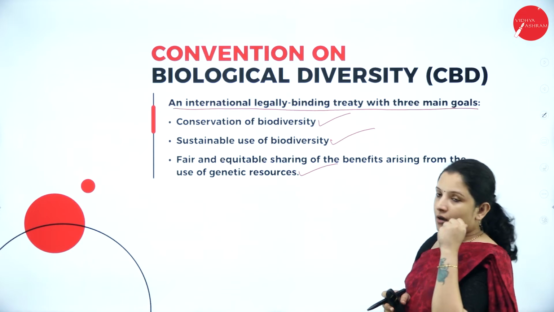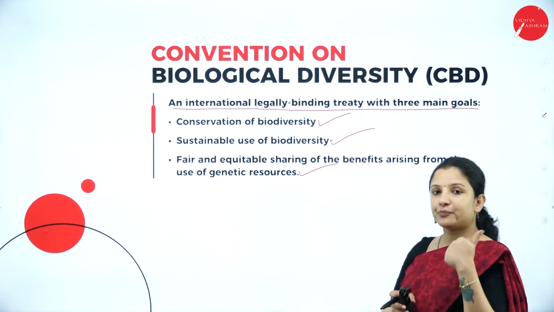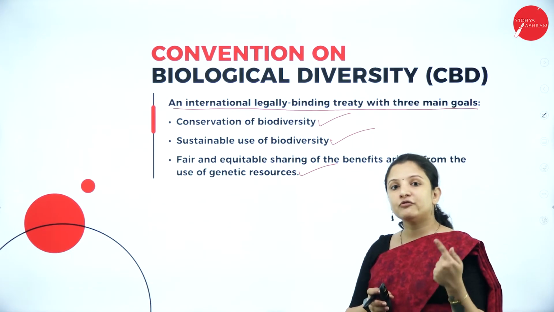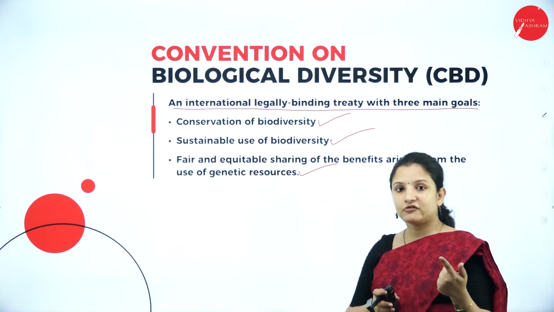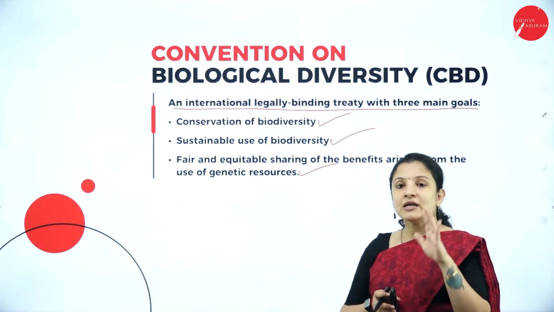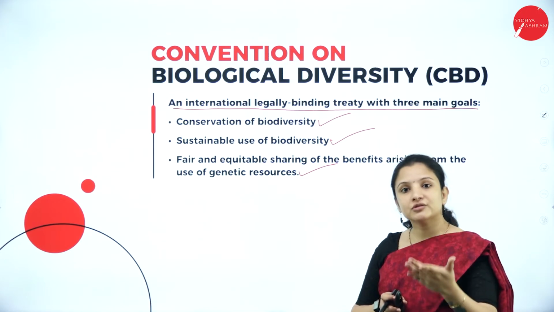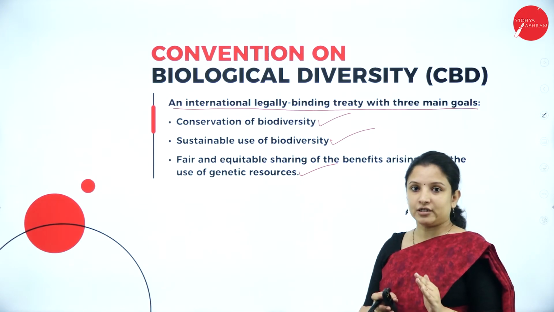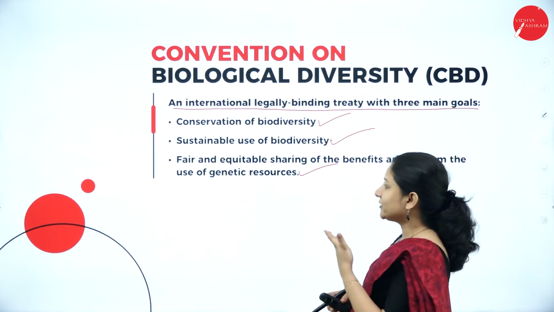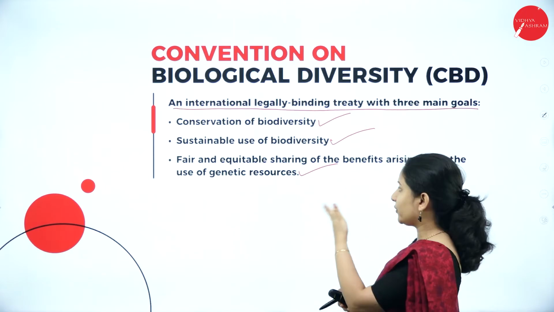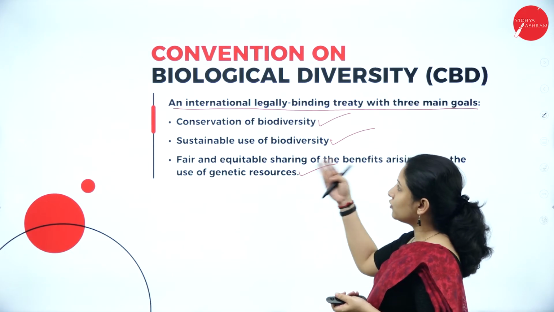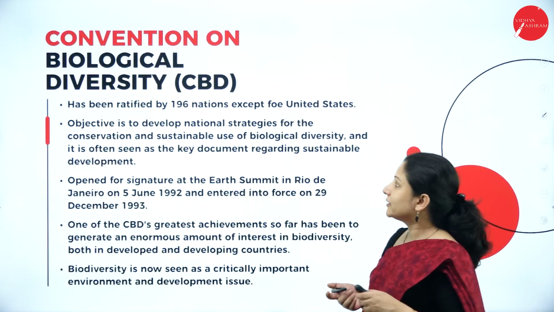One is they aim at conserving the biodiversity, or protecting the biodiversity. Next is they aim at making sustainable use of biodiversity. So what is sustainable use of biodiversity? Using biodiversity logically in such a way that the future generations can also use biodiversity the way we are using it. So that is sustainable use of biodiversity. Next is whatever genetic resources there are, they are fairly and equitably shared between different countries. So all these are the goals of the Convention on Biological Diversity.